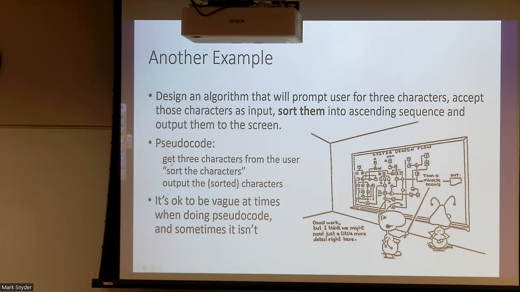So my pseudocode is pretty simple. Get 3 characters from the user, sort the characters, and then output the sorted characters. Yeah. How will we sort the characters? Yeah, you picked up on that.